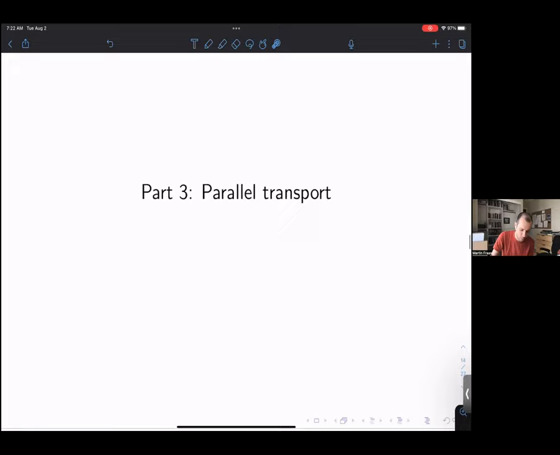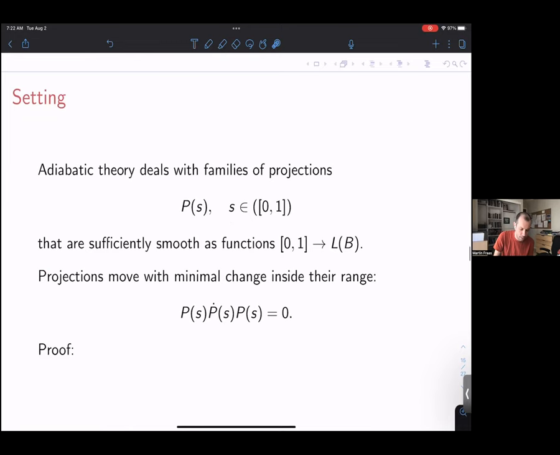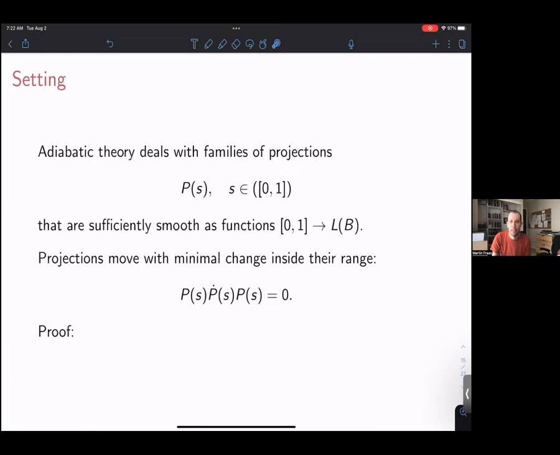Okay, so then we go to parallel transport. In the previous result, we had only two projections, P and Q, and the question was, can we go from projection P to projection Q? In adiabatic theory, we will deal with families of projections that depend continuously on s. They are sufficiently smooth as functions from the interval 0, 1 to bounded operators on the Banach space. So now we would have the whole curve. Instead of going from P to Q in a single move, we would go from P zero to P one by some continuous path of projections.